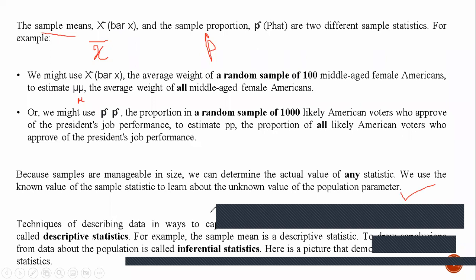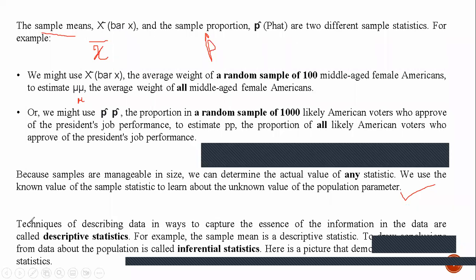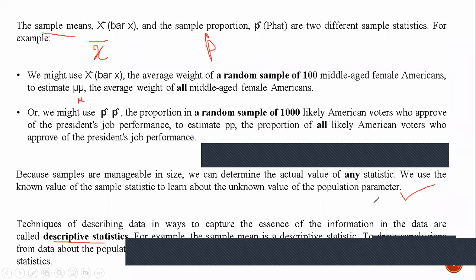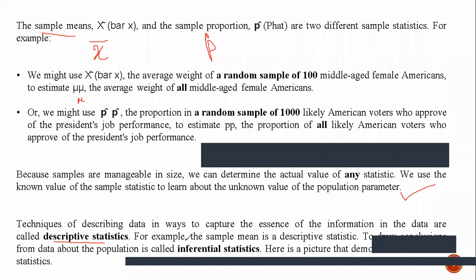Okay. So if we move to the next parts, techniques of describing data in ways to capture the essence of the information in the data are called descriptive statistics. For example, the sample mean is a descriptive statistic. To draw conclusions from the data about the population is called inferential statistics. So, there are two different statistics.